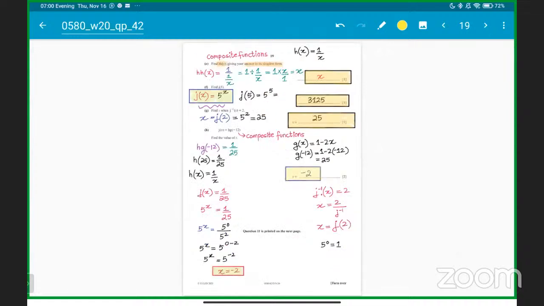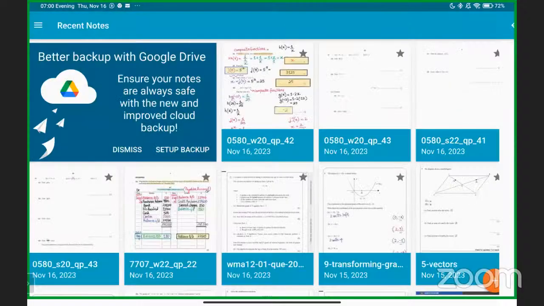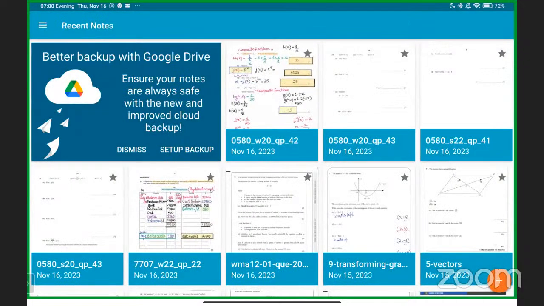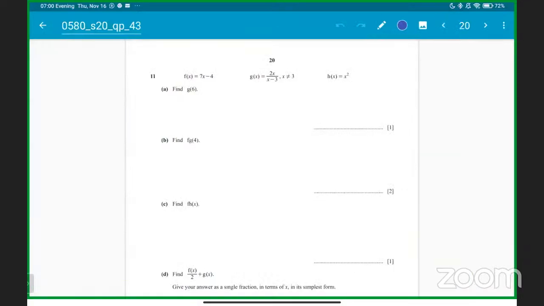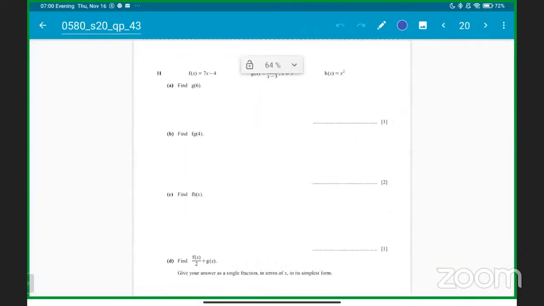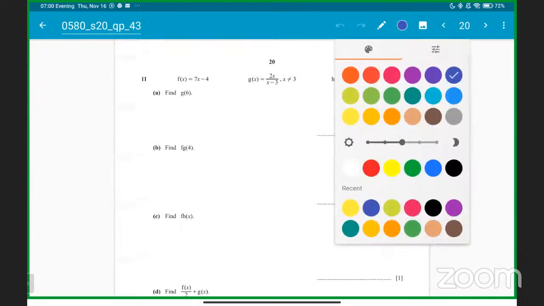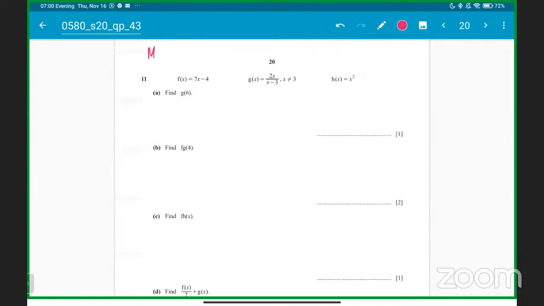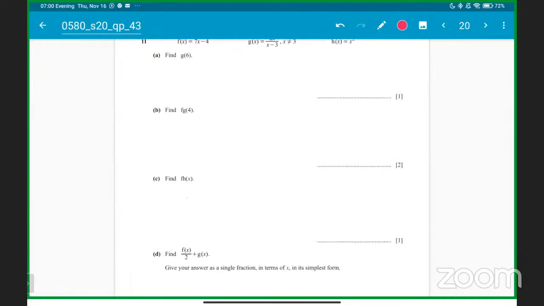Yes, sir. Okay, so let's have a look at another question. Let's do this one, okay? So this is a very good question as well. That was the whole function topic in a nutshell. This is May, June 2020 and paper 43, okay? So paper 43. Again, we have three functions and a lot of working to do. And this is a good question as well, okay? So let's work it out.